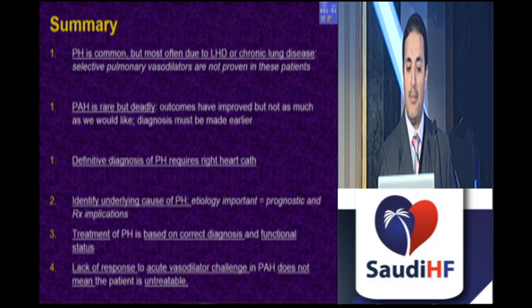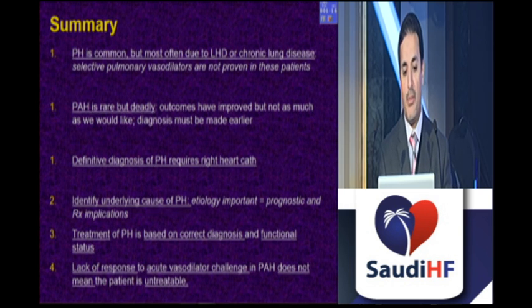Pulmonary arterial hypertension is rare but deadly, so you have to establish the diagnosis early. The definitive diagnosis of pulmonary hypertension requires right heart cath. It's part of the diagnostic workup. You have to identify the underlying cause of pulmonary hypertension. The treatment of pulmonary hypertension is based on correct diagnosis and functional status, and the lack of response to acute vasodilator challenge in pulmonary arterial hypertension does not mean that the patient is untreatable.